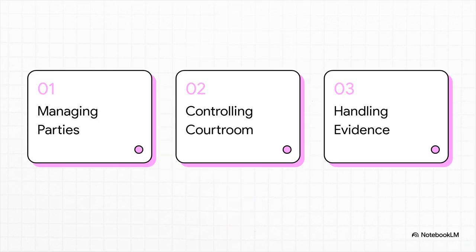So here's how we're going to break this down. We've got three main areas to cover. First, we'll look at managing the parties involved. Then, and this is a big one, we'll dive into how the court controls the courtroom itself. And finally, we'll tackle how evidence is handled the federal way. Ready? Let's get into it.